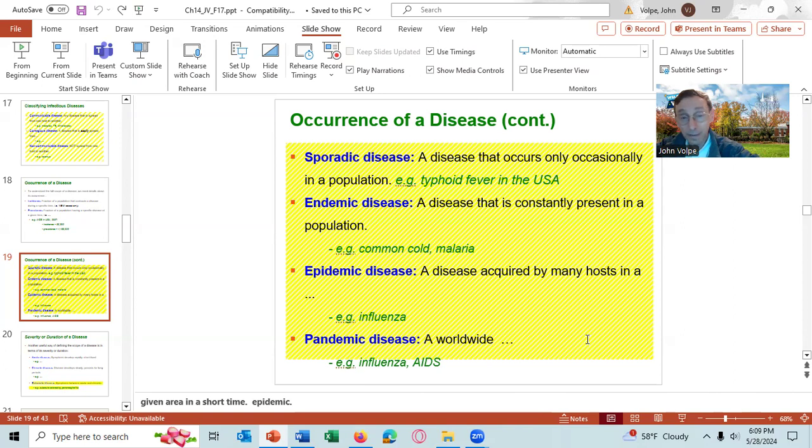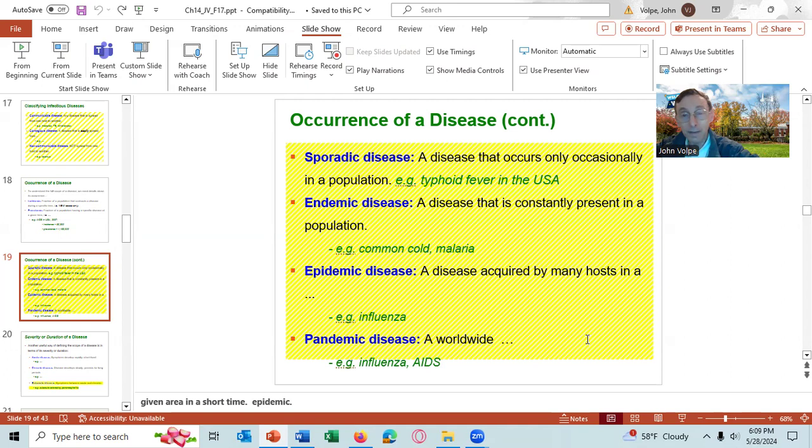Malaria is endemic to the tropics. So if you go to the tropics, you should take steps to prevent getting malaria, because malaria is found in the tropics and it's always spreading in the tropics.